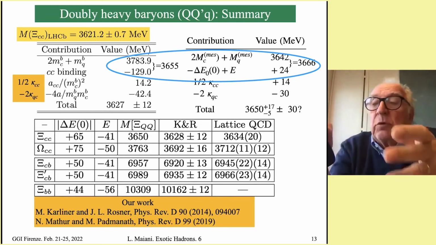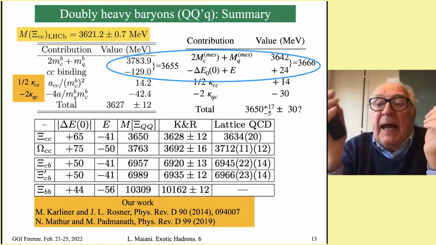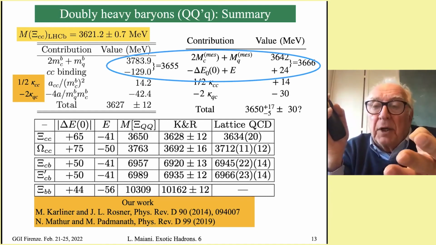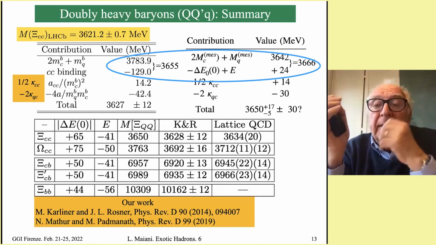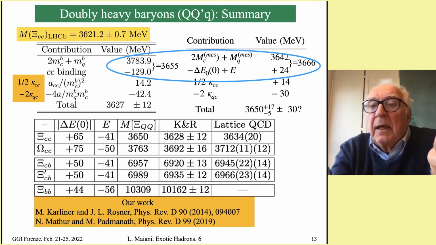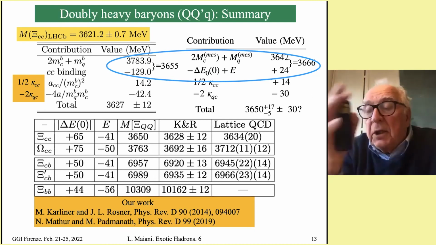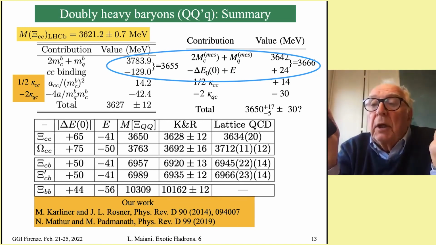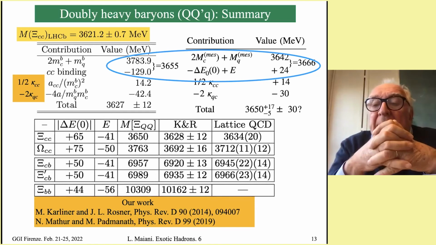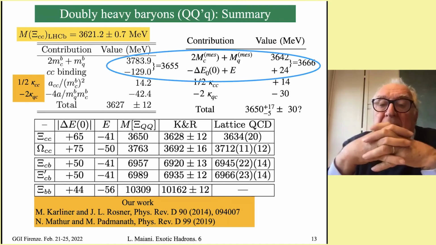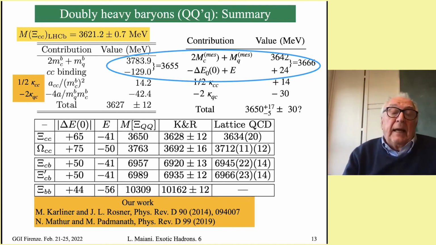Then we have to add the hyperfine interaction. And here, again, there is another difference between Karliner and Rosner and our calculation. We take minus 30 MeV, the KQC thing, which is taken simply from the mass of lambda C. They instead made a fit to all the charm baryon masses, and find a value of minus 42. Of course, they differ by 12 MeV, which is a small quantity, and that gives another difference of 20 MeV. So you see that in the end, we find 36.50, and Karliner and Rosner 527.